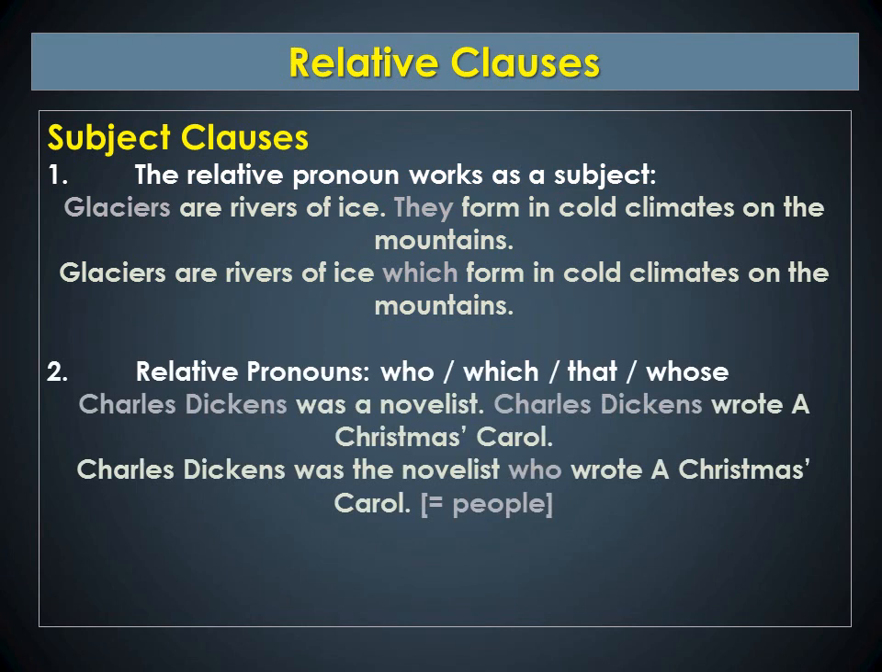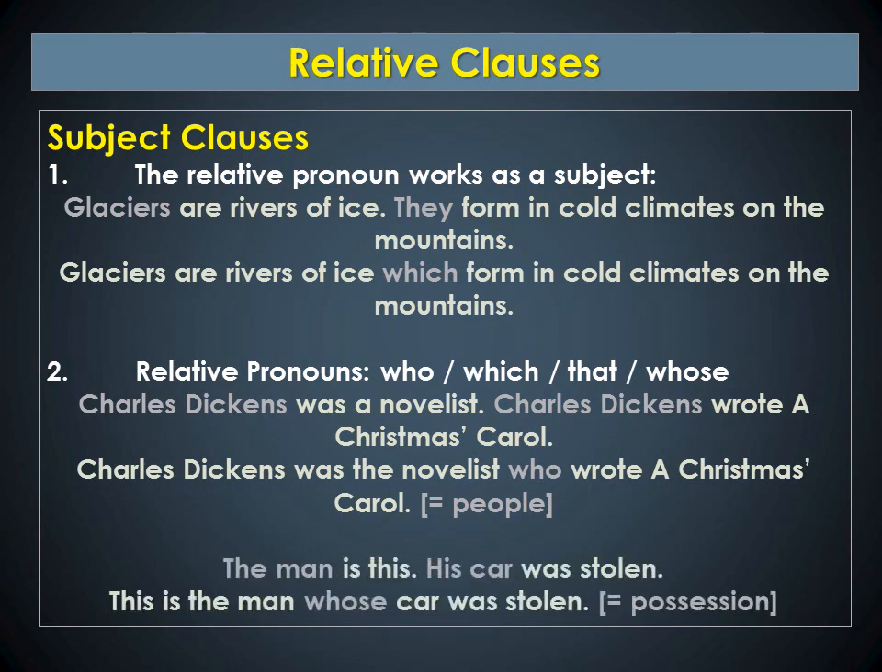In that case, which are the relative pronouns we can use? We use who, which, that, and whose. Observe, Charles Dickens was a novelist. Charles Dickens wrote A Christmas Carol. Charles Dickens was the novelist who wrote A Christmas Carol. We use who when describing people. The man is this, his car was stolen. This is the man whose car was stolen. Whose indicates possession.